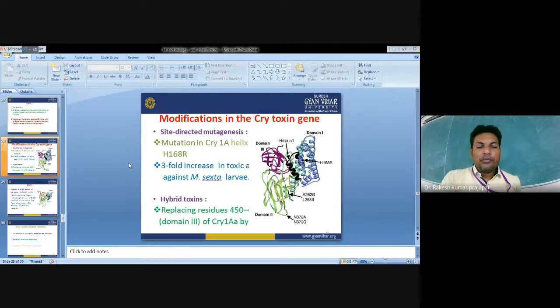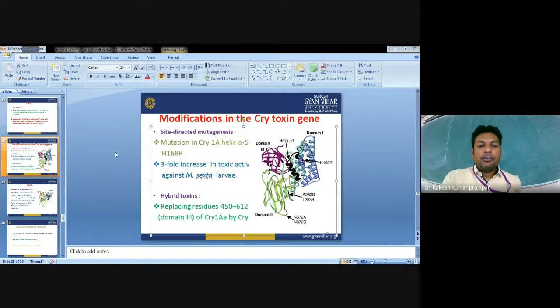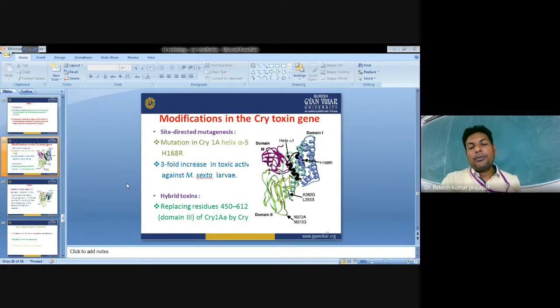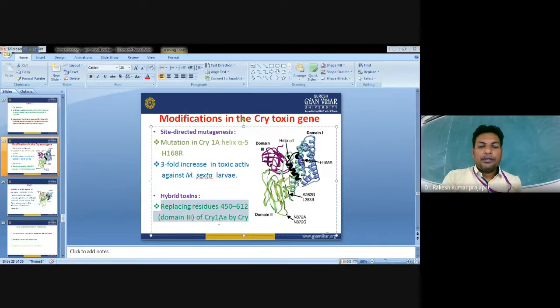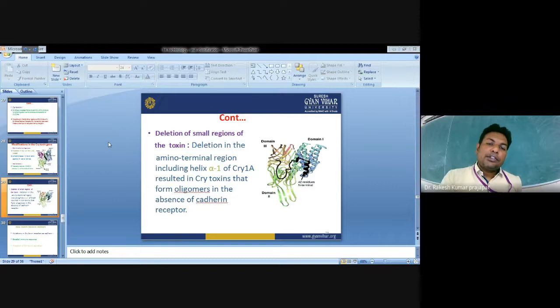Second approach is hybrid toxic proteins, which replace the residues between 450 and 612 of Cry1Aa. You can see that by replacing the residues 450 to 612 of domain three of Cry1Aa with those of Cry1Ac. Another approach is deletion of a small region of the toxins.